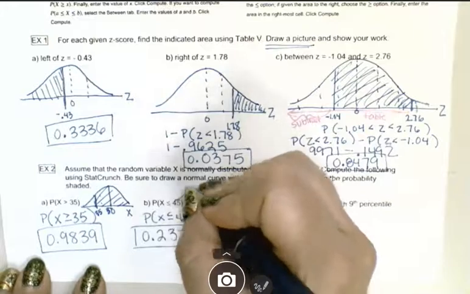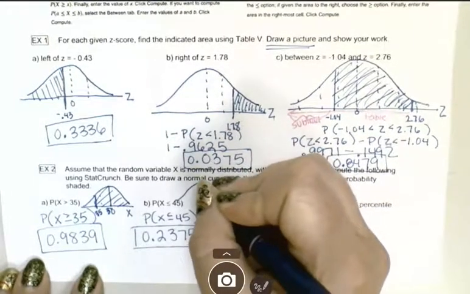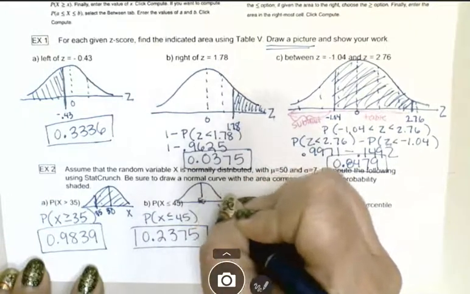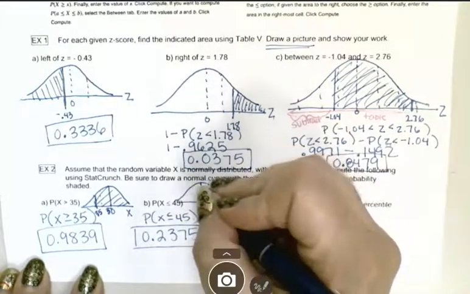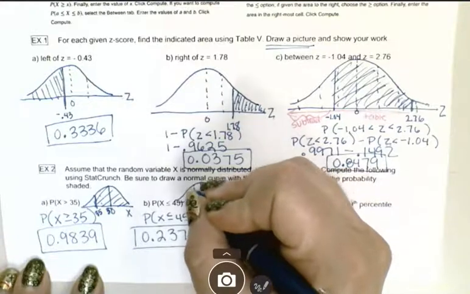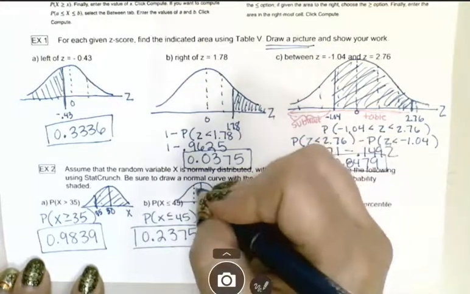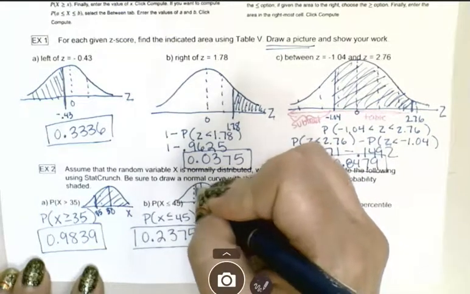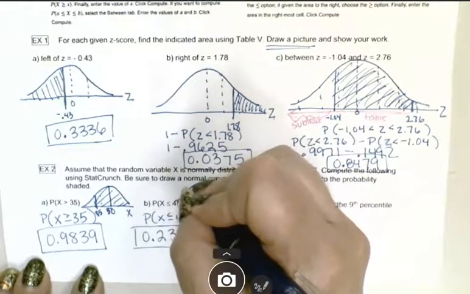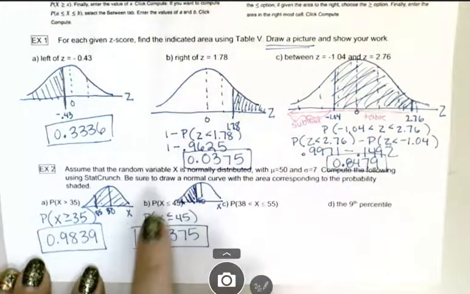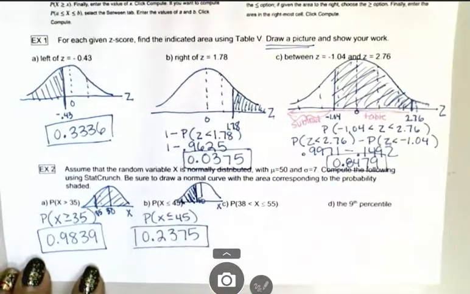On here, again, my mean is 50. My continuous random variable is x. 45 is obviously not even a standard deviation away, so it's about right here, and to the left is where I would shade. So still doing my pictures. It does tell you in the directions to do that.